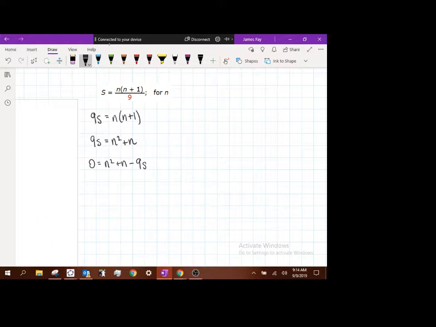Because you don't know what s is, you can't really do the AC method or the sum and product technique here. Two numbers that multiply together give me 9s and add to give me 1. That's different depending on what s is, so those procedures aren't going to work. But what always works? Quadratic formula. So when I do the quadratic formula, this 1 out in front is my a. This 1 here is my b, and then negative 9s is my c. Depending on what s is, that will change.